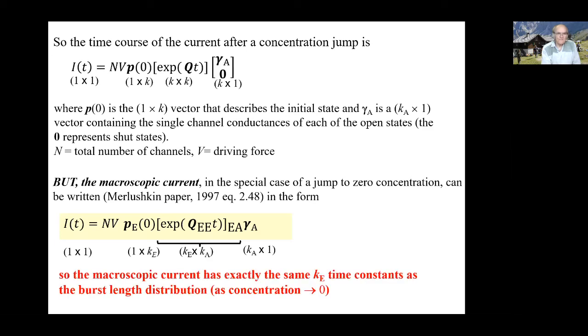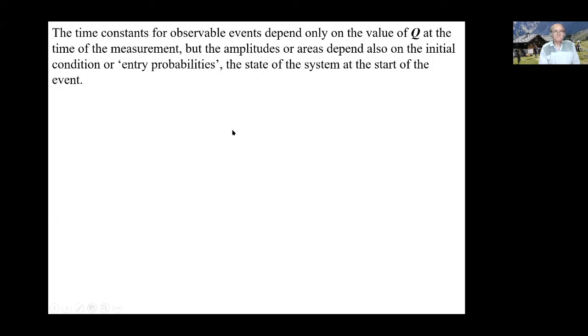Now, the point is that the burst length distribution also has the same set of time constants, the eigenvalues of minus QEE. So, in fact, the macroscopic current has exactly the same number of time constants, the same values of the time constants, as the burst length distribution, as long as the bursts are measured at very low concentration, so that the concentration is approximately zero.